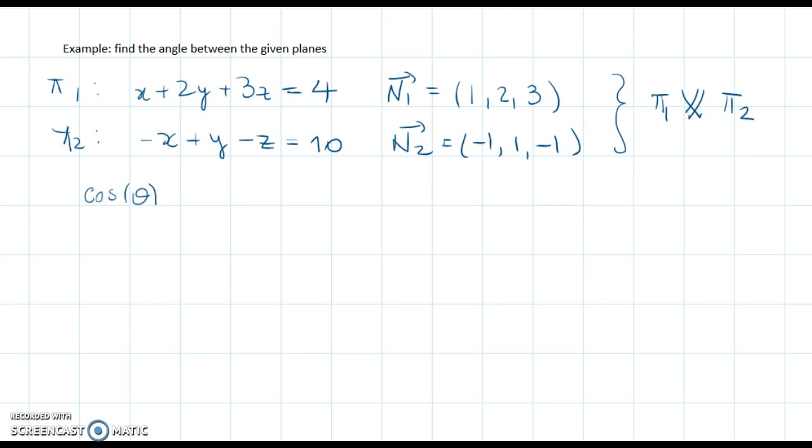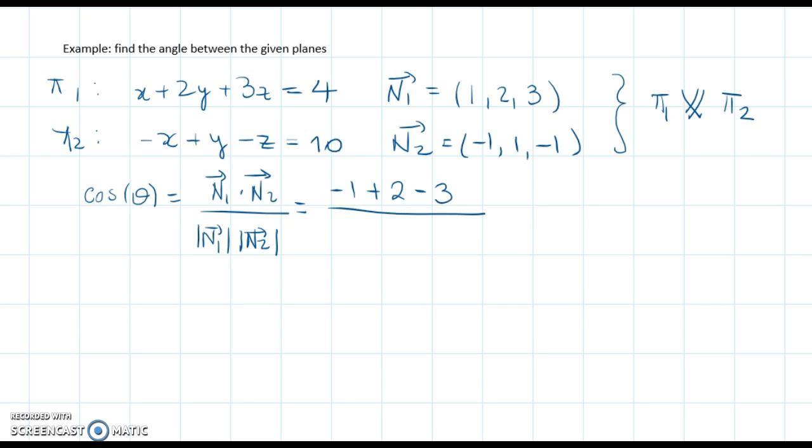So the cosine of theta is going to be given by the dot product or scalar product between the normal vectors n1 and n2 divided by the magnitude of one of them multiplied by the magnitude of the other one. So let's find what the dot product is. We need to do 1 times minus 1, so minus 1, plus 2 times 1, so 2, minus 3 times 1, so minus 3. So that's for the dot product in the numerator.